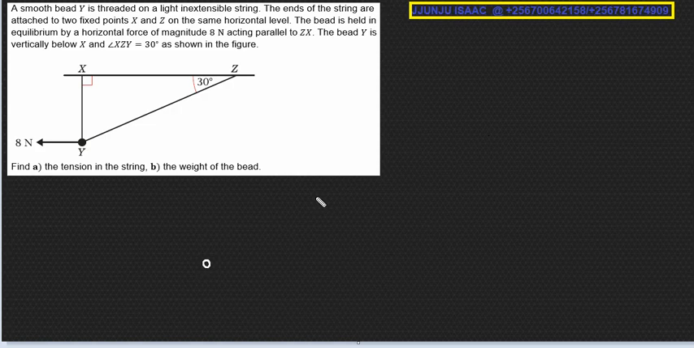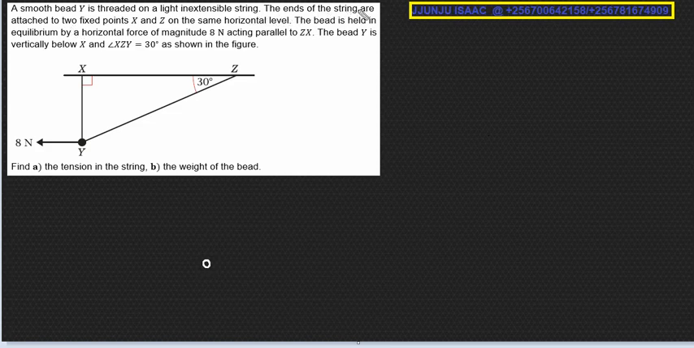Hi, we are still looking at the equilibrium of a particle under two or more forces. Now I have a smooth bead Y, threaded on a light inextensible string, so the length of this string will not change.